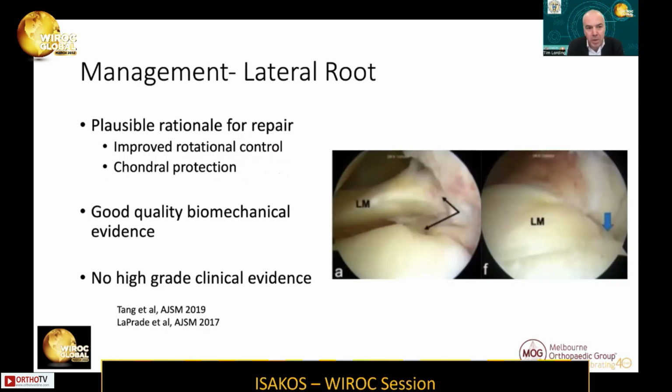In terms of lateral root management, again, the evidence situation is quite similar. There's certainly a plausible rationale for repair to both improve rotational control and to protect the cartilage. And there's lots of good quality biomechanical evidence, but again, there's very little high-grade clinical evidence at this stage.